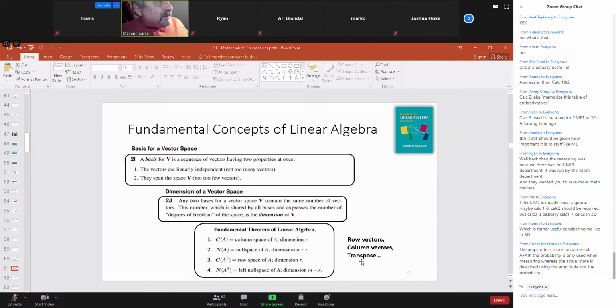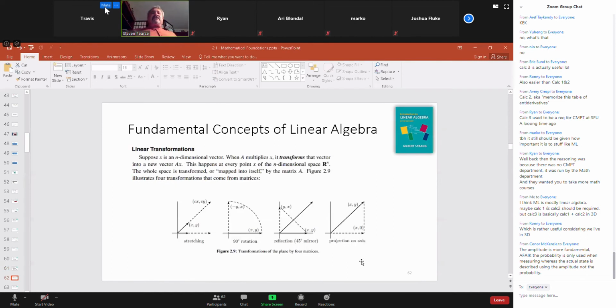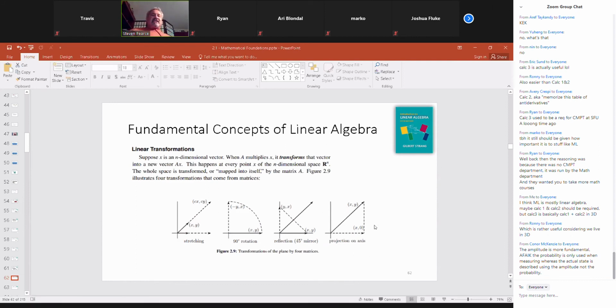Okay, linear transformations: stretching, rotation, reflection, projection onto an axis, projection, the dot product, right? So this is extremely important.